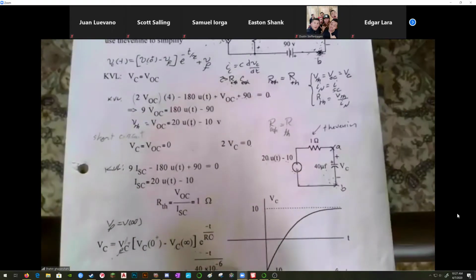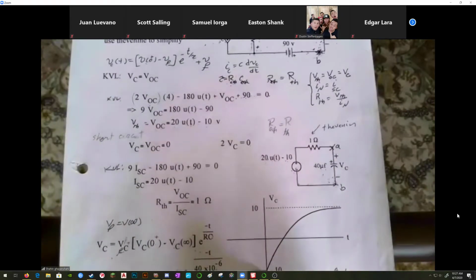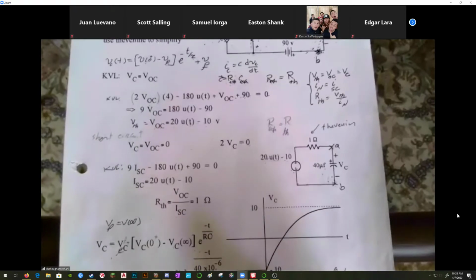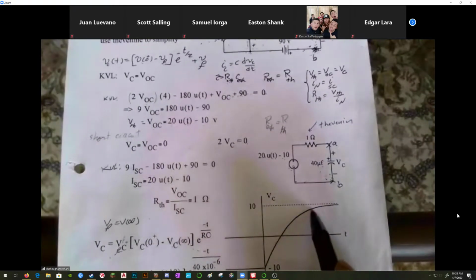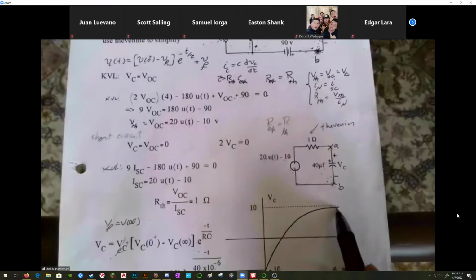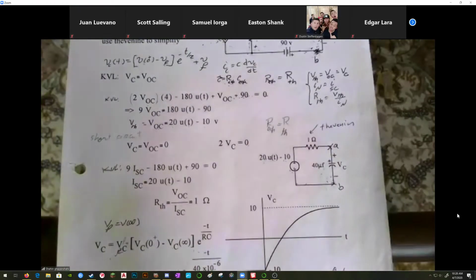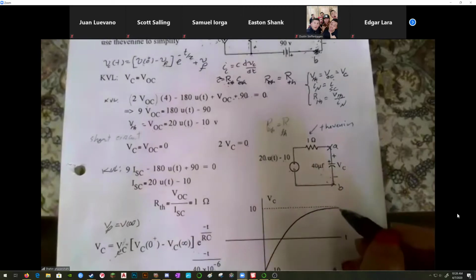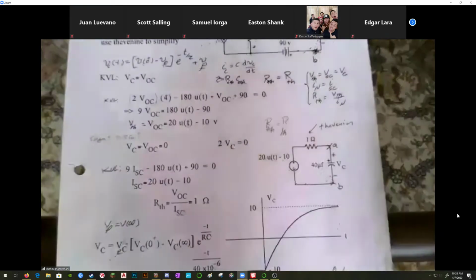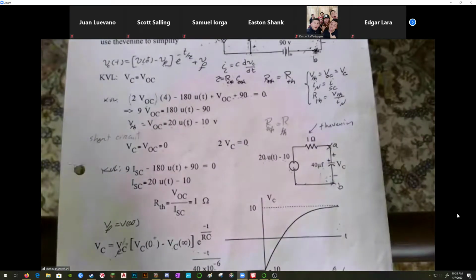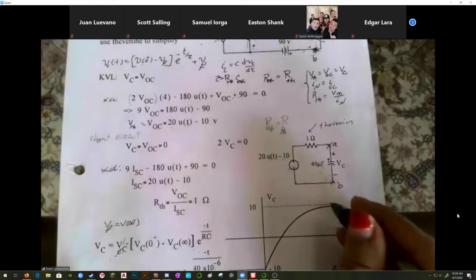So that's what the voltage across the capacitor looks like. It starts from minus 10 and it's charged to what? 10 volts. So it stays at 10 volts. Okay, that's the steady state value. The capacitor later, if you want to use that, acts as a 10 volt voltage source. Okay, any question here?